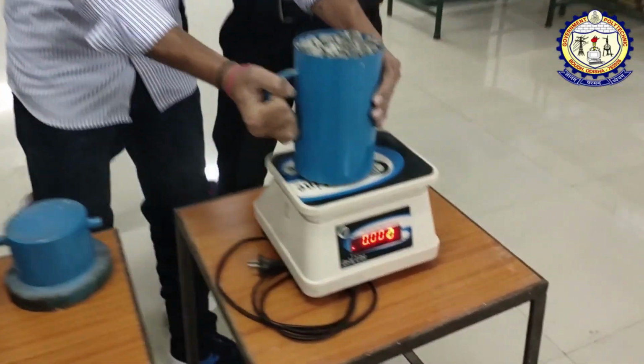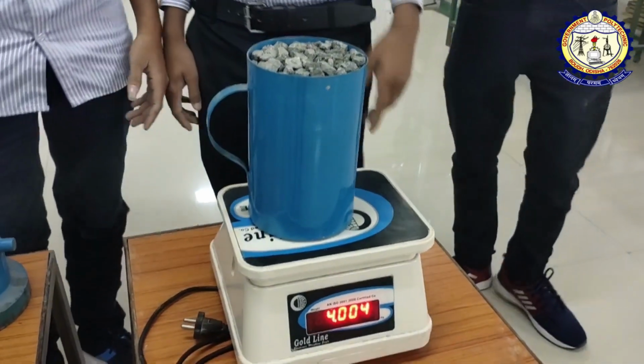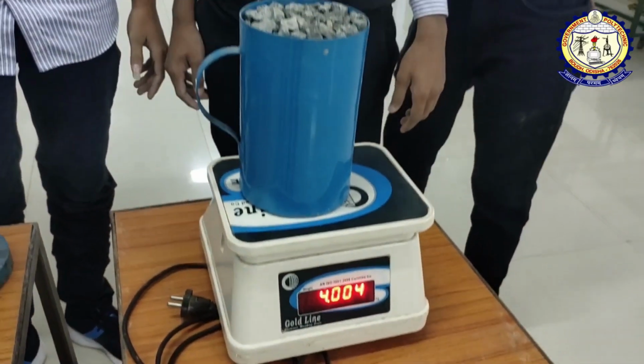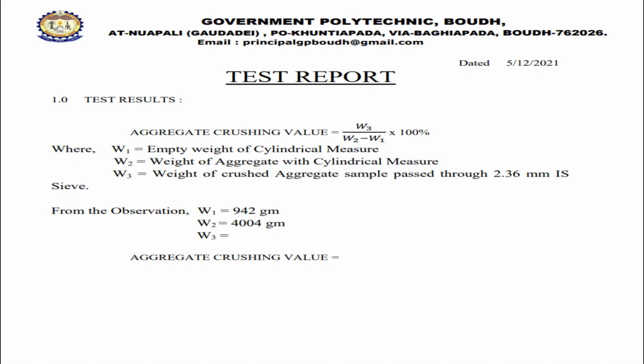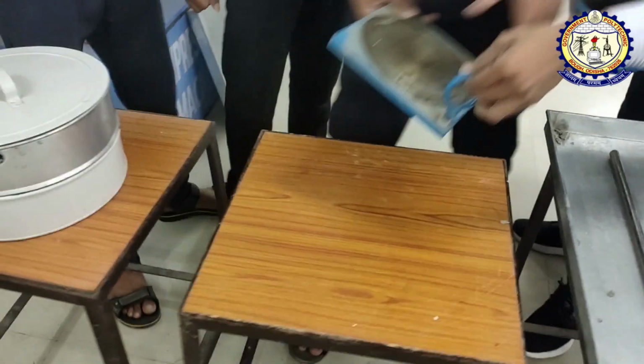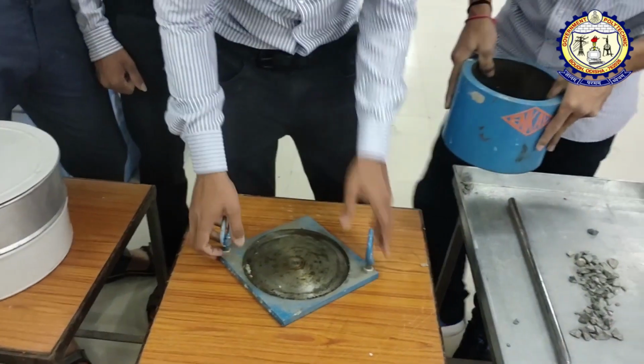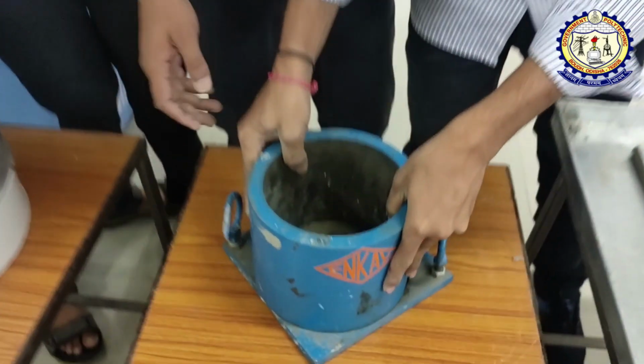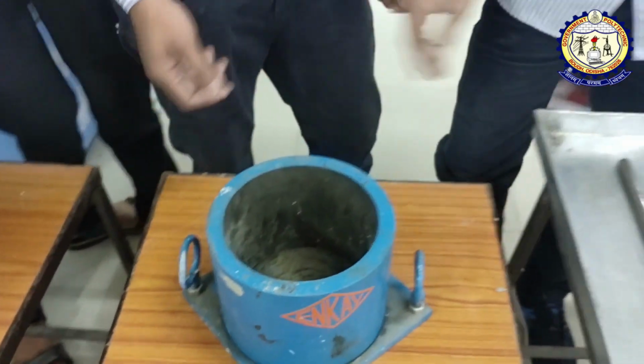Then take the weight of aggregate with the measuring cylinder as W2, and it is noted as 4004 gram, and note the value in the observation sheet. Now set up the cylindrical mold above the base plate and fill the aggregate sample from the measuring cylinder.